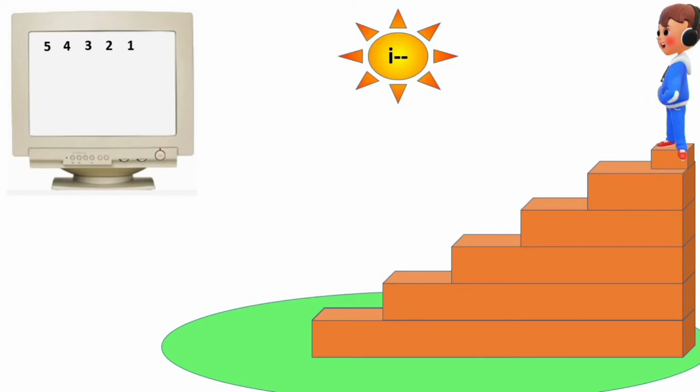So if you want to print the series as 5, 4, 3, 2, 1 in descending order, what changes do you have to make? Instead of writing I plus plus, you have here I minus minus. The first value of I is 5, so setting the first value of I as 5 is called initialization. So what is the condition? The last value of I is 1, so we have to check whether I is greater than or equal to 1.